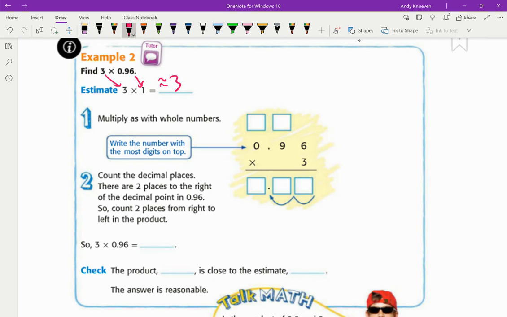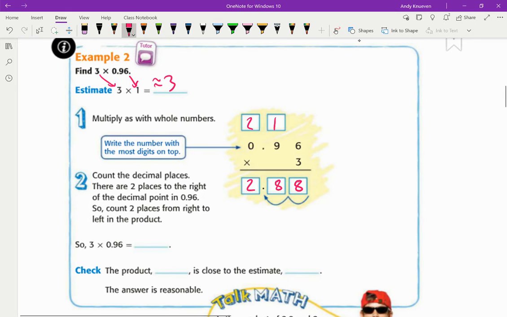So 3 times 6 is 18. 8 down to carry the 1. 3 times 9 is 27. Plus that 1 is 28. So 8 down, carry the 2. And 3 times 0, this is multiplication. Make sure, that's a common mistake students make. 3 times 0 is 0. Plus that 2 is 2. So at the moment, we haven't placed our decimal.